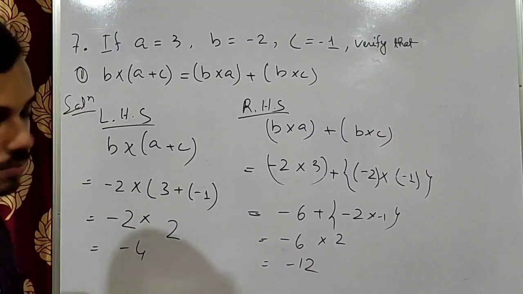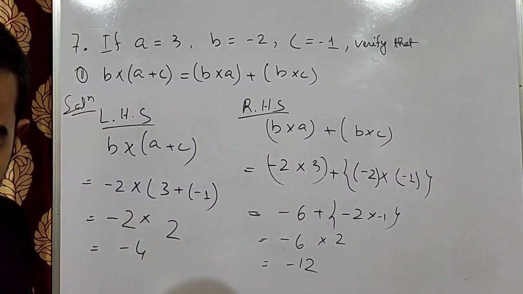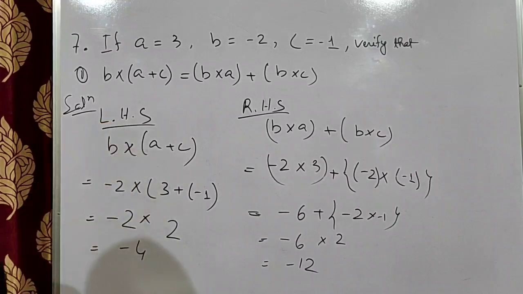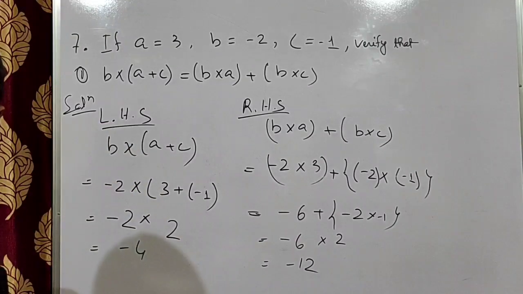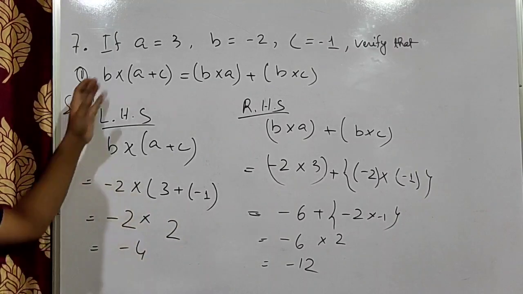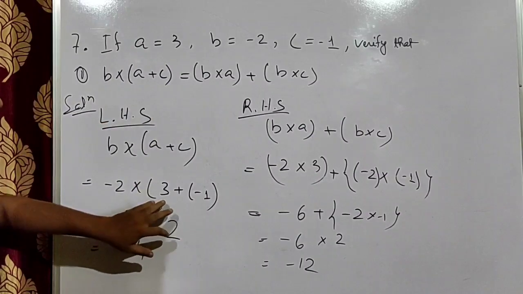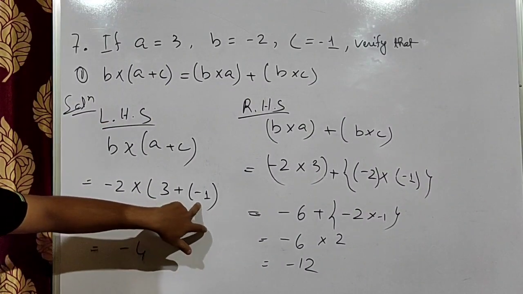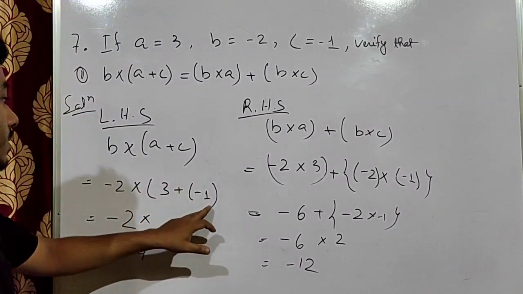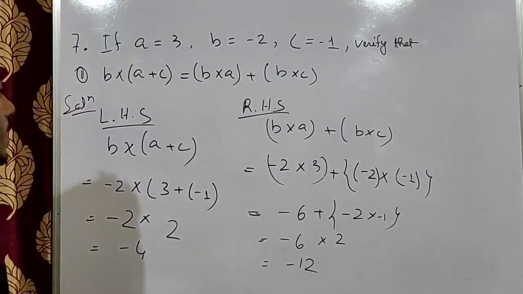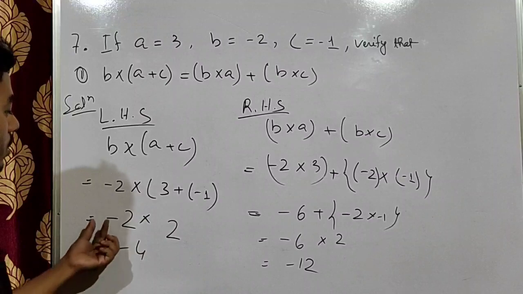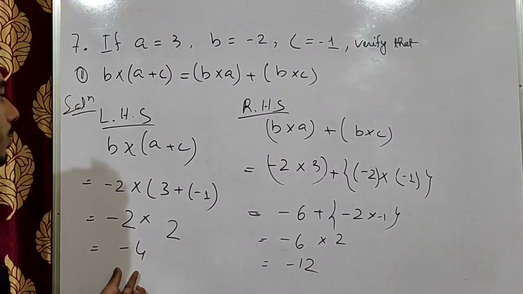I have done something wrong. B into A plus C, that is B into A plus B into C. The value of B is minus 2, the value of A is 3, the value of C is minus 1. Up to this clear? Okay, then I put the value of B, then the value of A is 3, then minus 1. Then plus minus is minus. Now 3 minus 1 is 2, so minus 2 into 2 is 4, minus 4.